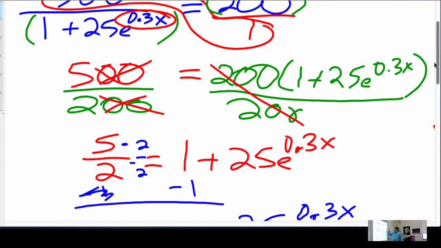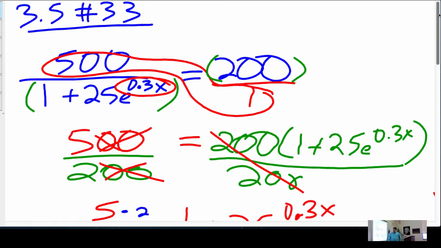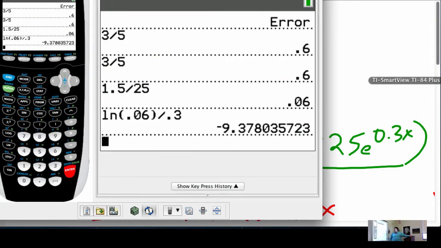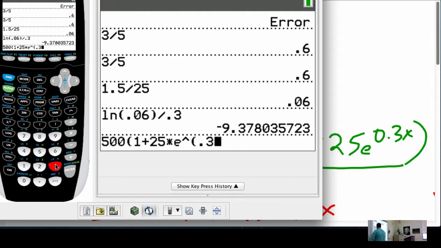I could plug that in for x in the original equation. I could plug all this stuff in, and I should get 200 if it's right. So if I go into my calculator, what was the top number, 500? Divided by 1 plus 25 times e raised to the 0.3 times, I'm going to put a little times here. And you know what I forgot? If we're going to raise that whole power, I need to put that in parentheses. So I'm going to say 0.3 times negative 9.378, like that.